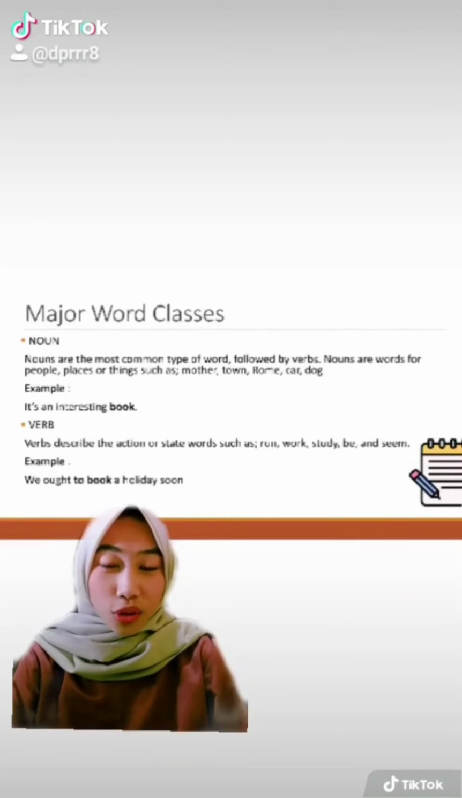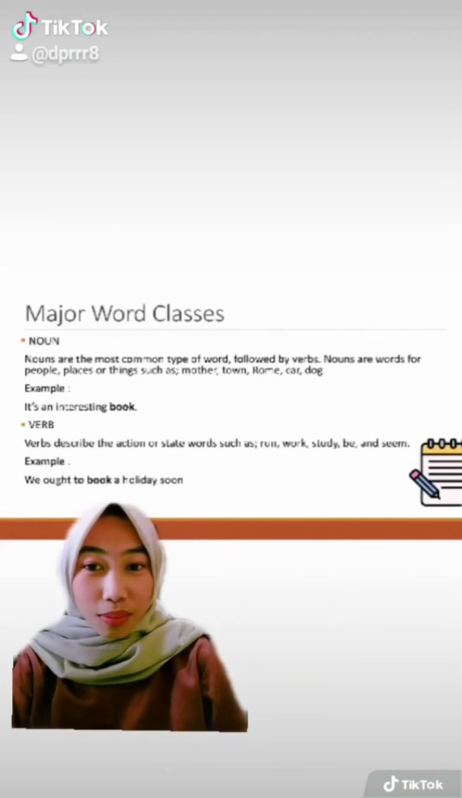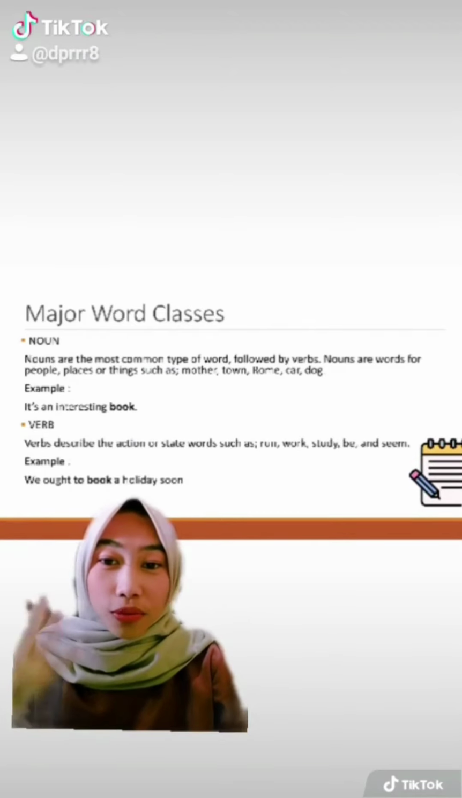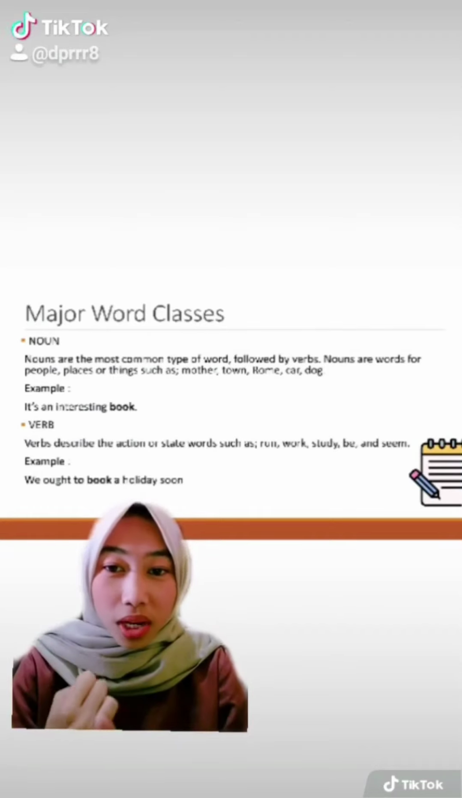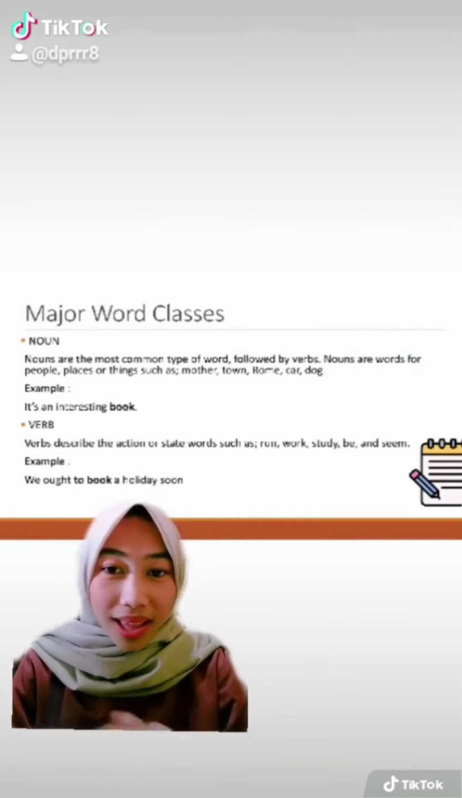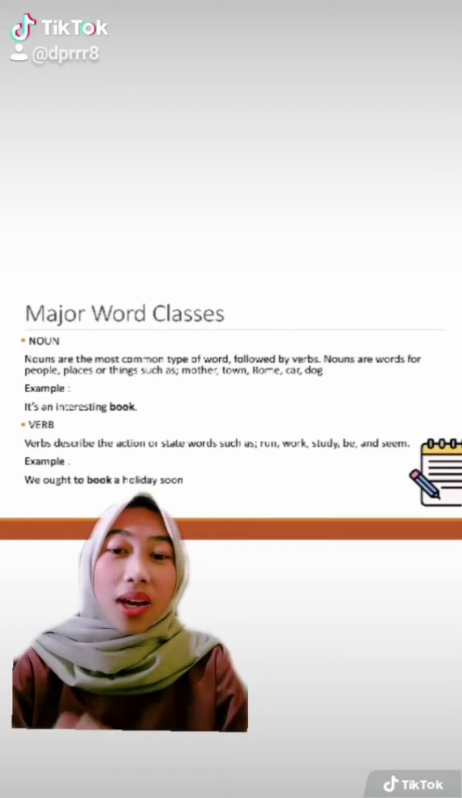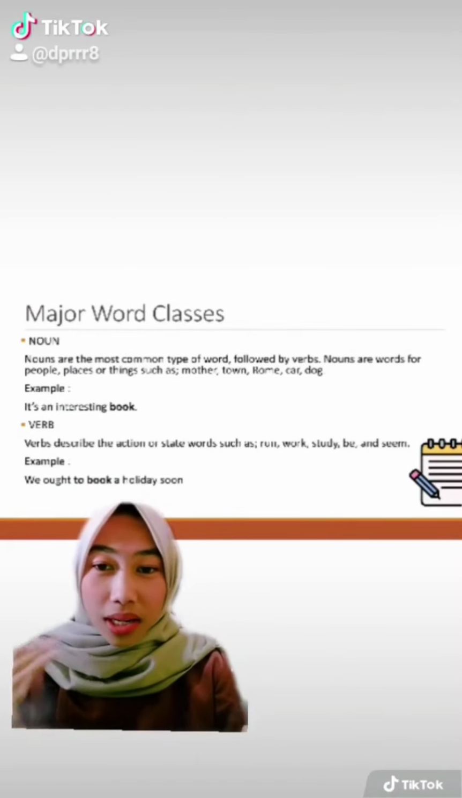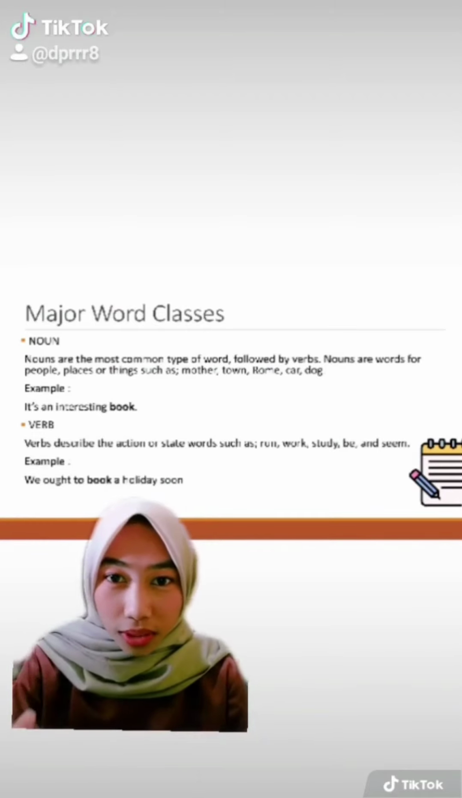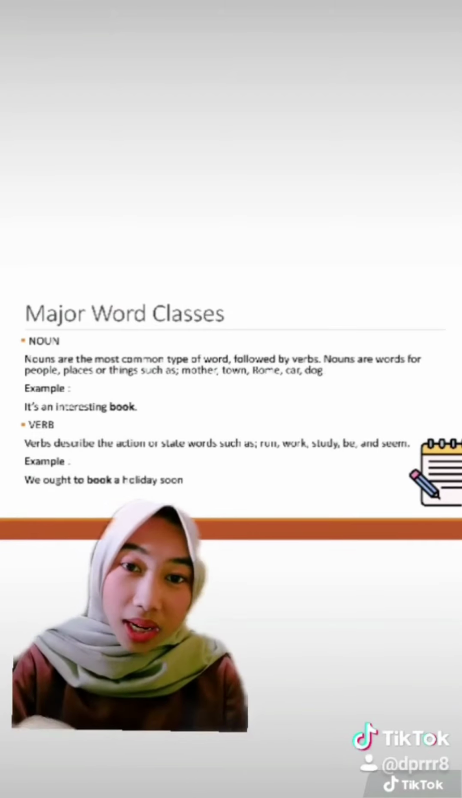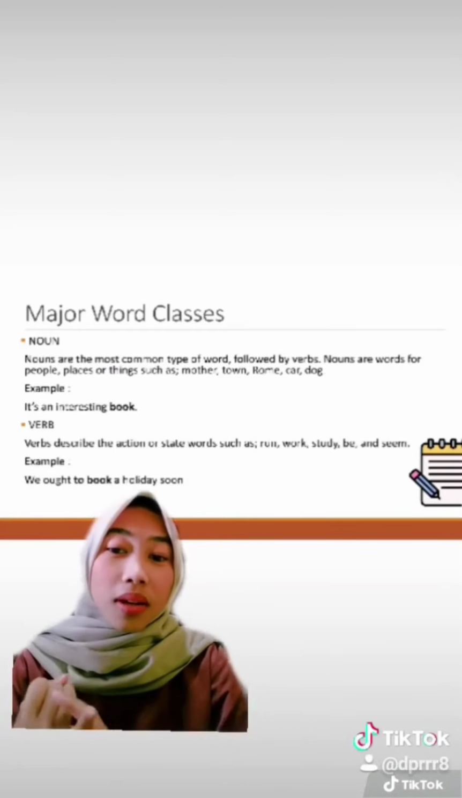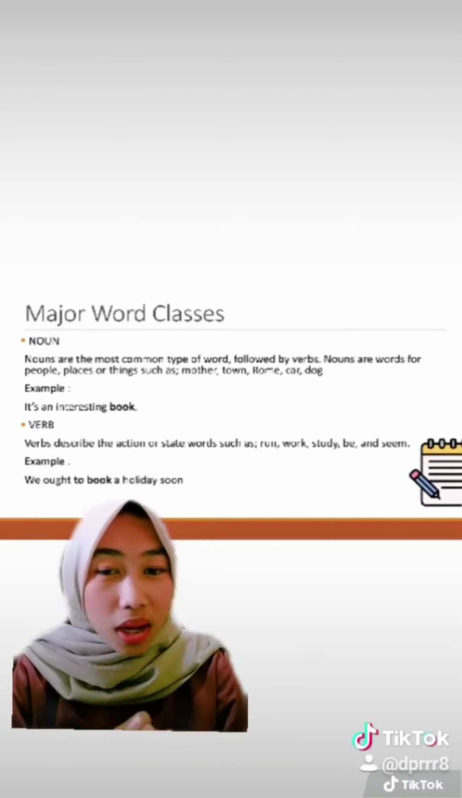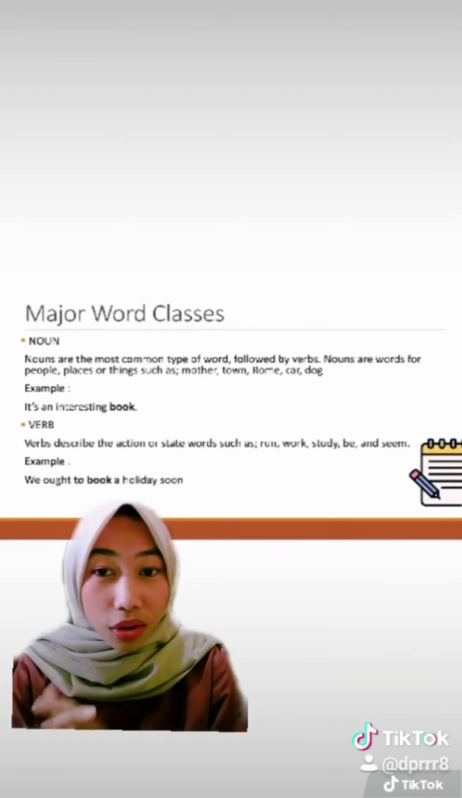I would like to explain about syntax, especially about major word classes. Major word classes are divided into four classes: noun, verb, adverb, and adjective. I will tell you a little bit about noun. What is a noun? Nouns are the most common type of word, followed by verbs. Nouns are words for people, places, or things, such as mother, town, home, cat, or dog.